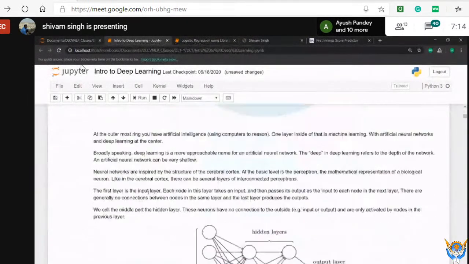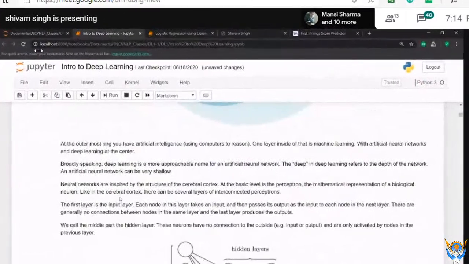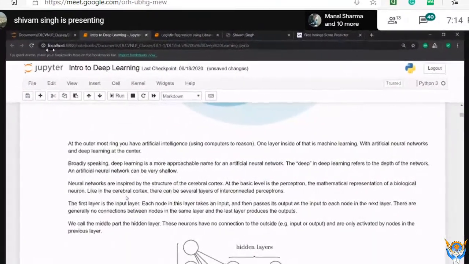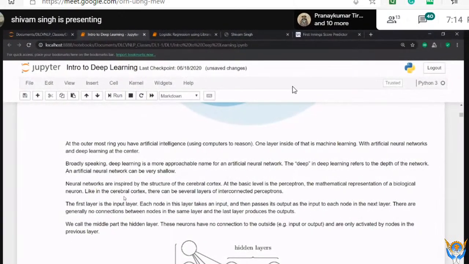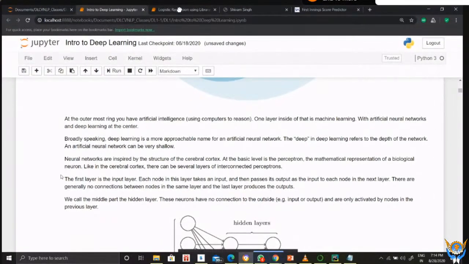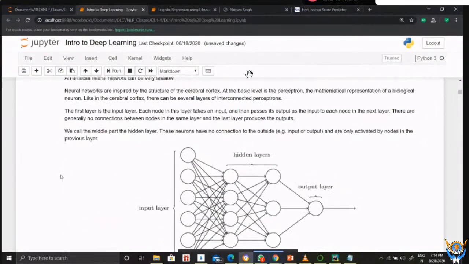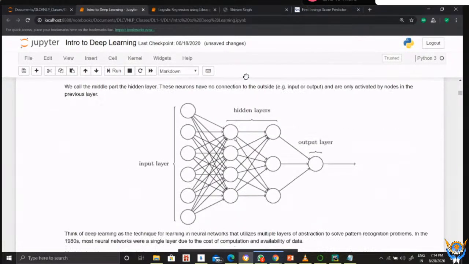In the next day, in day 2, I will explain what a neural network is and how it works. You can see here the deep learning refers to the depth of the network. There is definitely some depth in your network, so that is why it is called deep learning. I will explain this layer construction of the neural network, what it is and how it works, with an example.